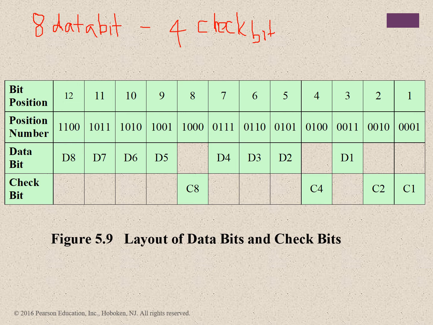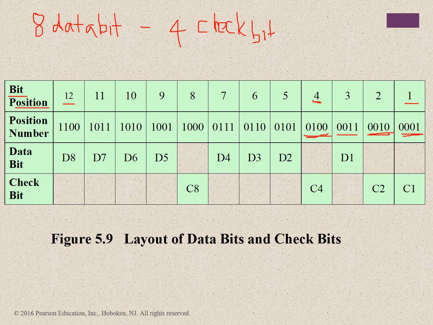These are the bit positions. So 8 and 4, 12 bits. Our code is going to have 12 bits. The first row says the bit position, starting from bit number 1 onwards. The next row says the bit position in binary. 1 in binary, 2 in binary, 3 means 0011, 4 means 0100. So the bit position is written here in binary. This is decimal, this is binary.